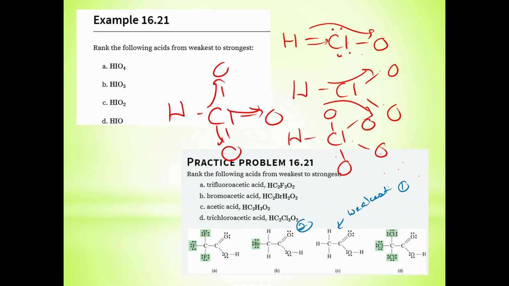But then A and D both have 3 halogens attached. So how do I decide which one is stronger and which one is weaker? Well, now I go back to the electronegativities. And fluorine has a higher electronegativity than chlorine does, so it'll pull harder. So number 3 becomes the one with the 3 chlorines on it. And 4 becomes the one with the 3 fluorines. So we're looking at the electronegativity of the material and how many electronegative things there are.